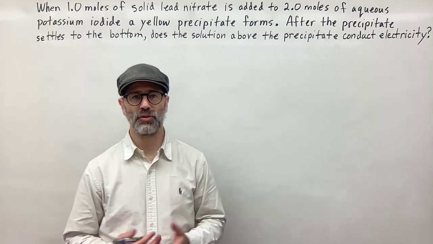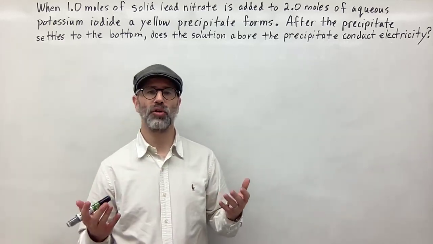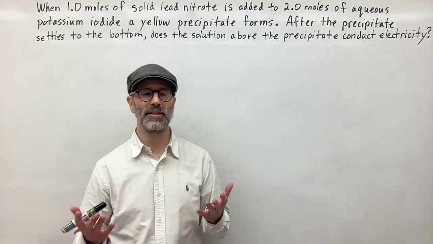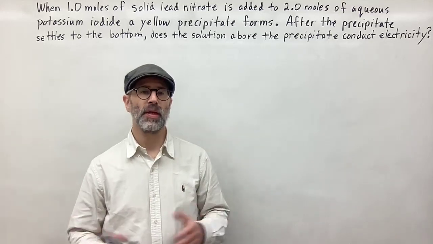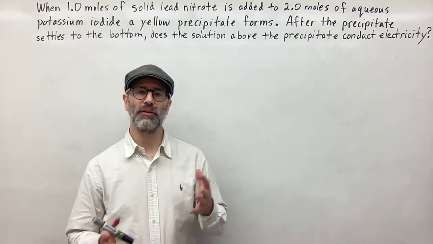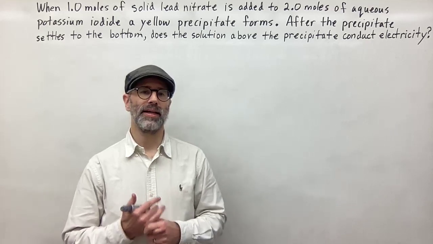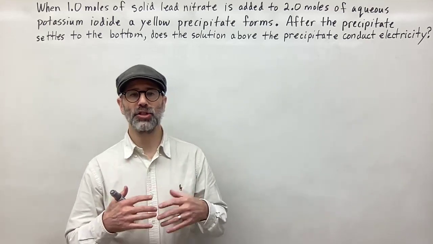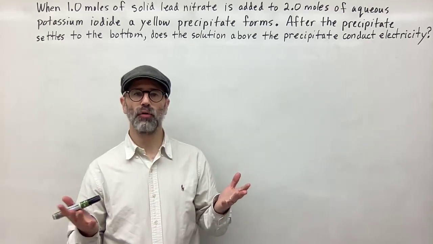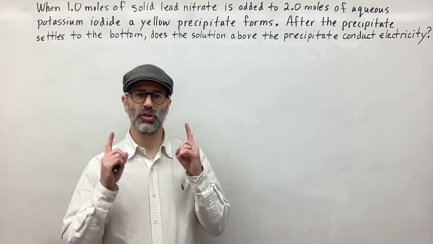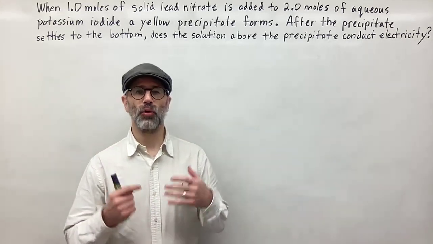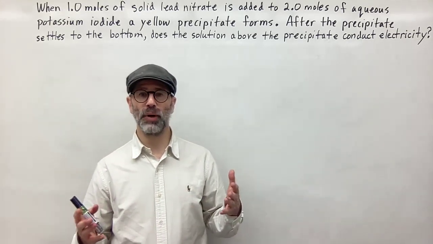So in order to answer this question, we have to know if there's going to be positive and negative ions left in solution. And in order to do that, we need to figure out, one, does everything completely react? And two, are we going to have electrons left over in the solution? So the first thing we need to do is write out a balanced chemical equation.